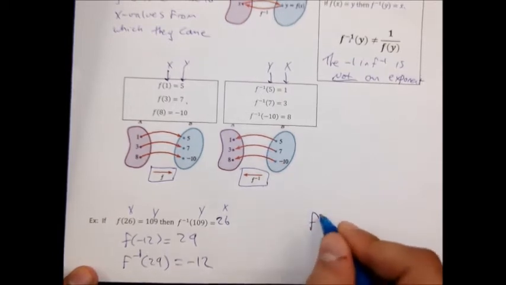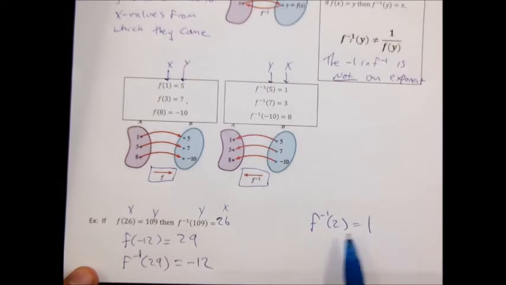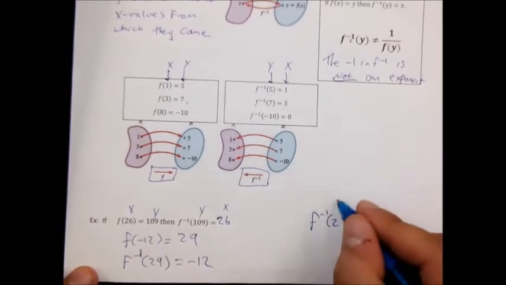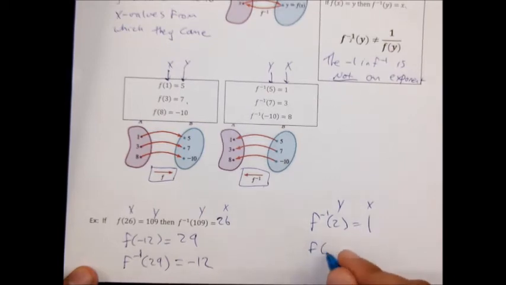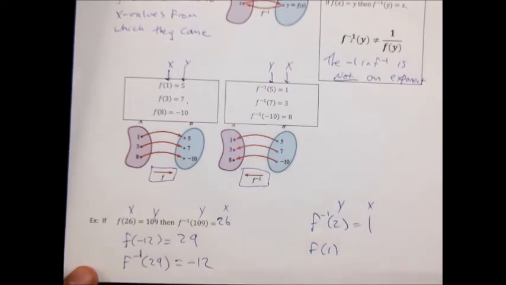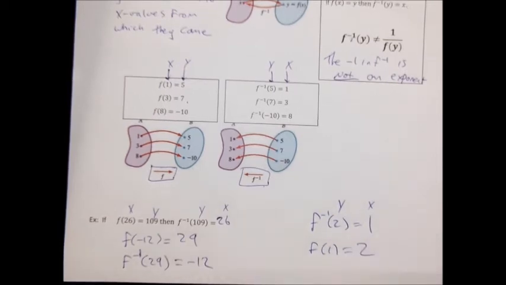I also just want to mention, sometimes you might see one like this, which is the opposite. It might tell you the inverse first, so this is like a y value and an x value. And so then we would say, what's f of 1? You just reverse it again. So if f inverse of 2 is 1, then f of 1 is 2. Good. Okay, so that's a pretty straightforward relationship.